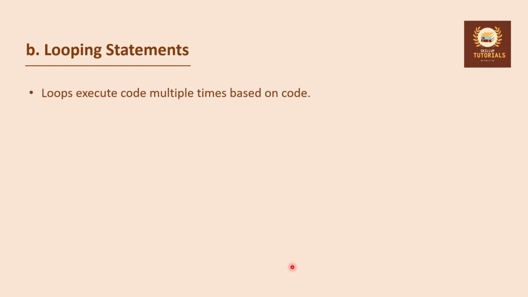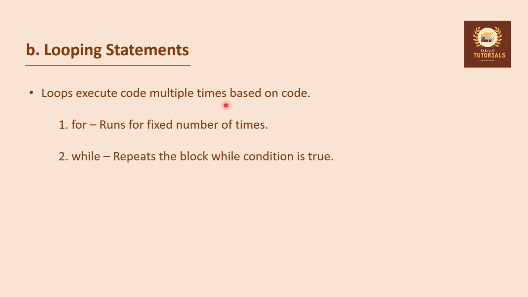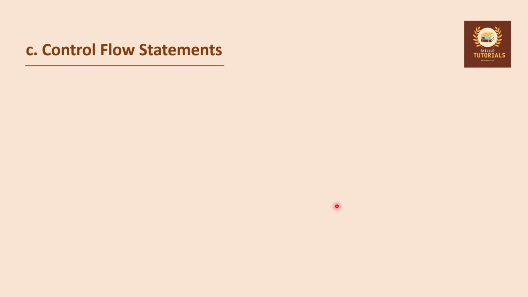Then what is meant by looping statements? Loops execute code multiple times based on a condition. For example, if you don't know the fixed number of iterations, then we go for while. If you know the fixed number of iterations, then we go for for. Then what is meant by do while? Do while is the same as while, but the main difference is that do while will execute at least one time before checking the condition.